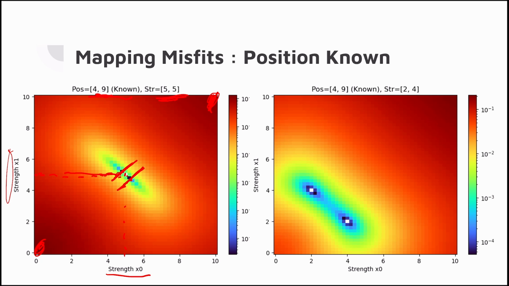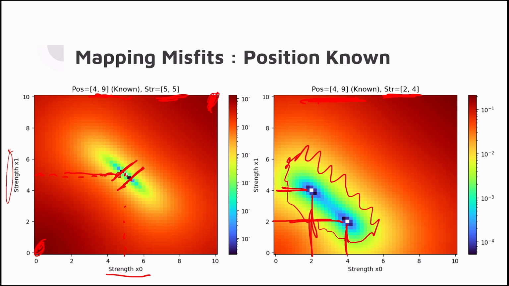Now, if sticking with the same positions, we have strengths which are both different and further apart, we now actually increase the region of low misfit, so there's an overall better match actually. But even more interestingly, we find 2 regions corresponding to 4 and 2 and to 2 and 4, and both these regions are 0 misfits. They're both completely equal, the exact same transmission.